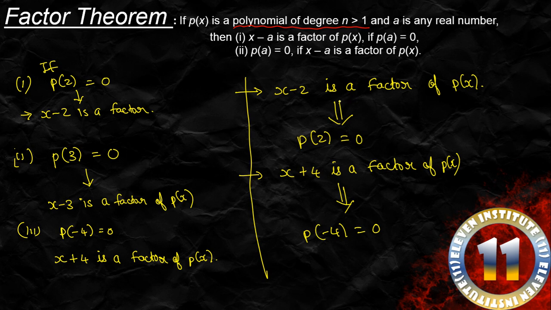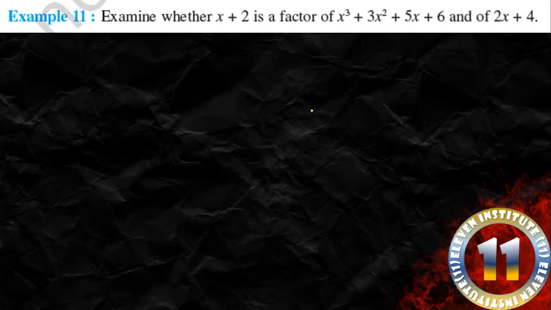We will now solve example number 11. See what is written over here. Examine whether x plus 2 is a factor of this polynomial and this polynomial. We have to examine. So what do we do to examine? Since it is x plus 2, what value of x will we take? -2. We have to put -2 in place of x and find the answer. If the answer is 0, then this is a factor of that. If the answer is not 0, then this is not a factor.